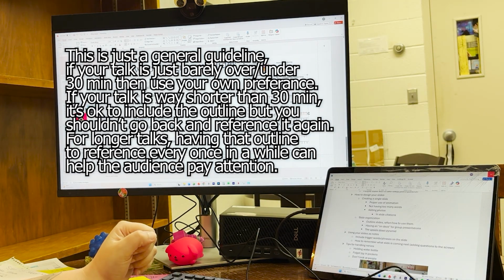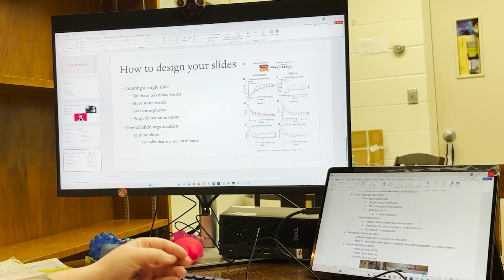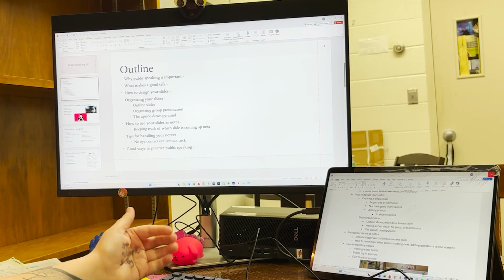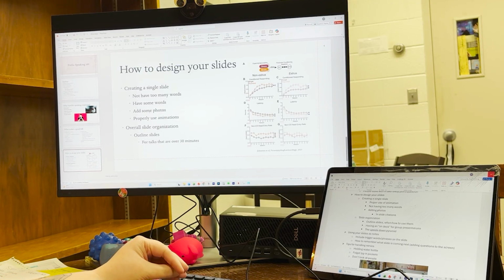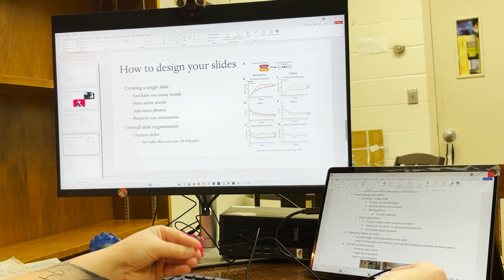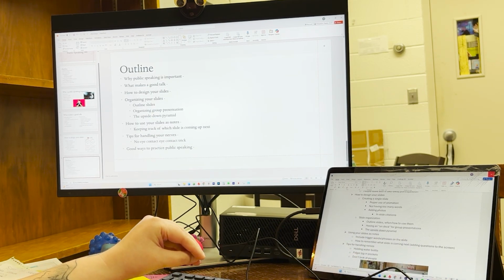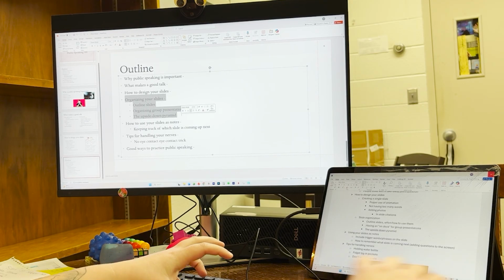And it's even useful sometimes to revisit your outline slide. So at this point in my talk, people may have forgotten that later we're going to talk about tips for handling your nerves. And so I might finish up my how to design your slides, duplicate this outline slide and put it here again. So when I finish up talking about how to design your slides, we go back to the outline and I go, hey, this is where we are and what we just finished.